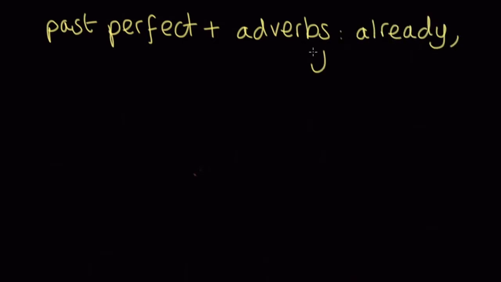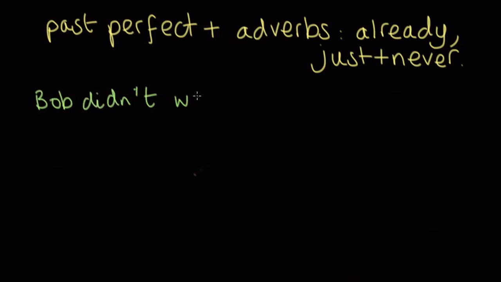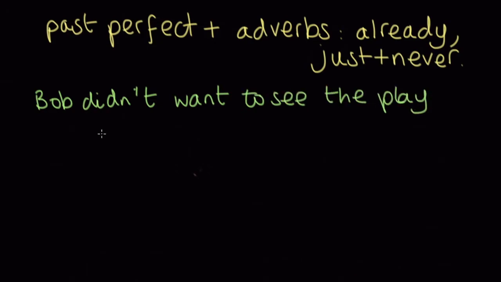Okay, so the past perfect, as we've just seen, is often used with adverbs such as already, just, and never. So let's look at an example. So we've got Bob didn't want to see the play because he had already seen it.